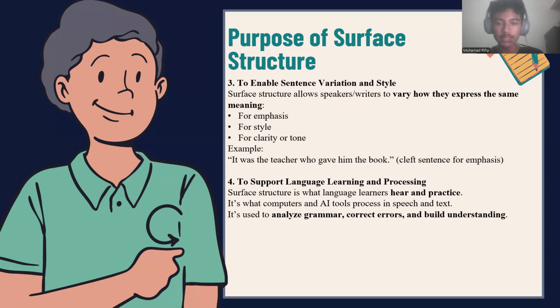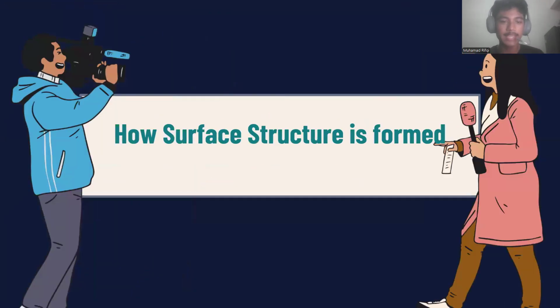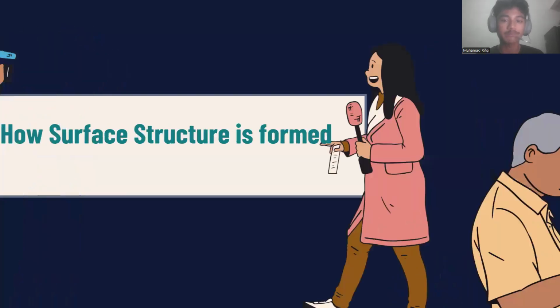Four: to support language learning and processing. Surface structure is what language learners hear and practice. It's what computers and AI tools process in speech and text. It is used to analyze grammar, correct errors, and build understanding. The next: how surface structure is formed.